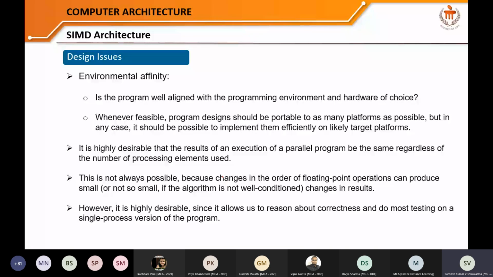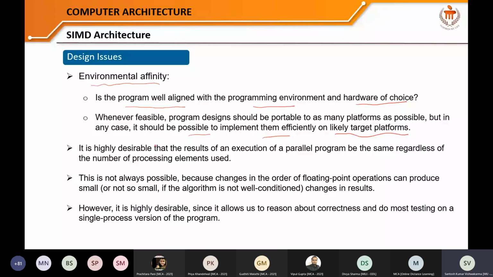We also come to the very important point, environmental affinity. Is the program well aligned with the programming environment and the hardware of choice? Whether feasible, program design should be portable to as many platforms as possible. So portability is again one of the core issues. But in any case, it should be possible to implement them efficiently on likely target platforms.